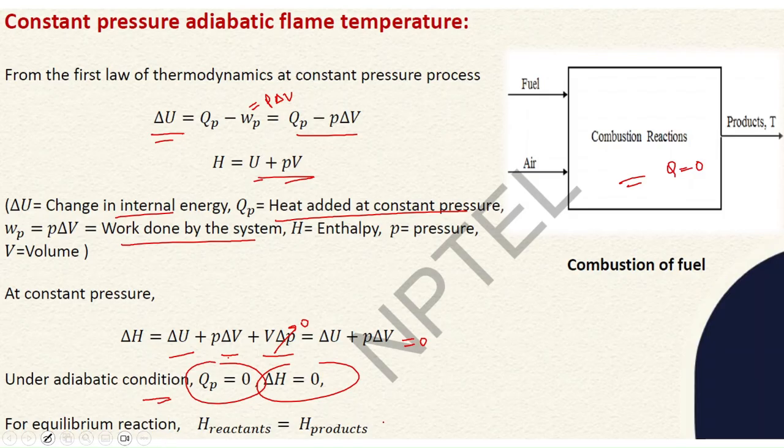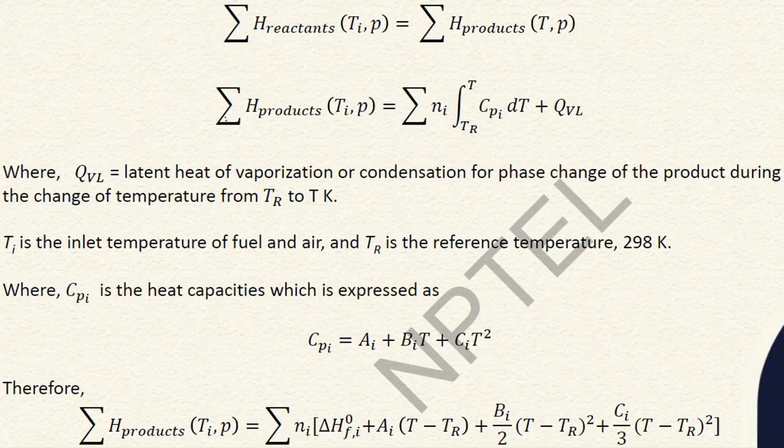For an adiabatic and equilibrium reaction, we can say that the change of enthalpy is zero. So enthalpy of reactants equals enthalpy of products. It will be taken as sigma of enthalpy of reactants at Ti, the initial temperature and pressure, and enthalpy of products at T, the final temperature, with pressure constant, so it is the same. Ti is the inlet temperature of the fuel and air for the ith component, and Tr is the reference temperature that is normally taken as 25 degrees C, which is 298 Kelvin.